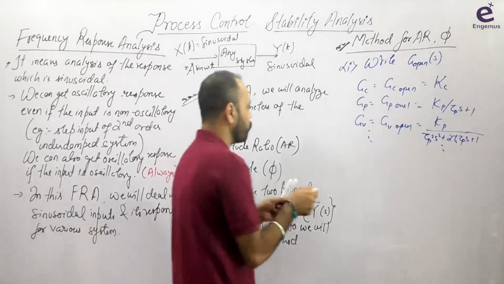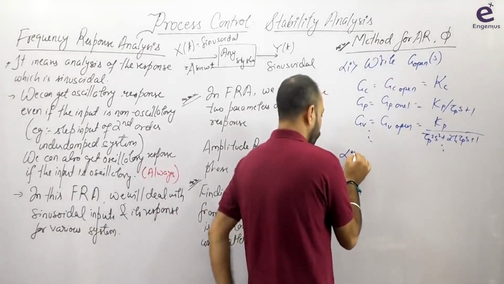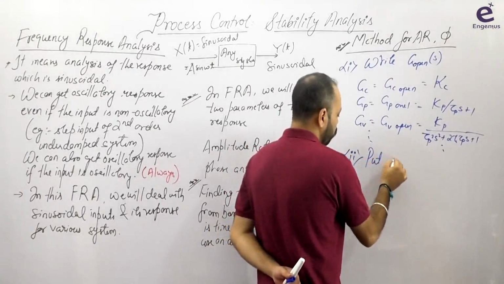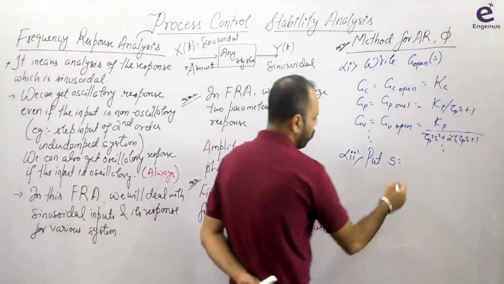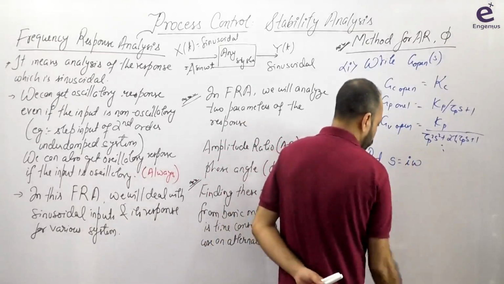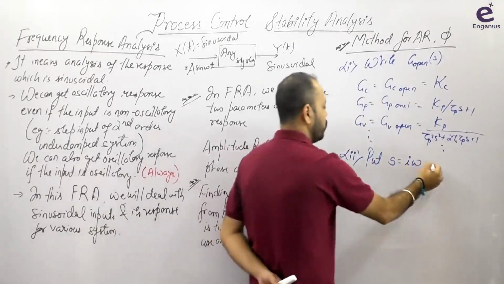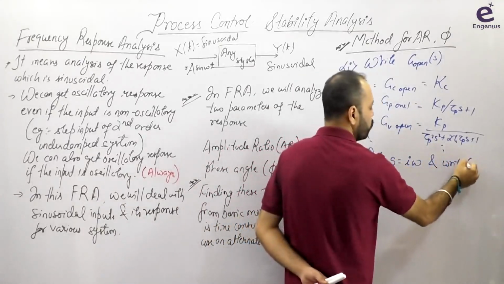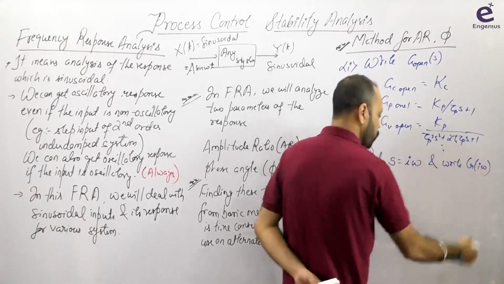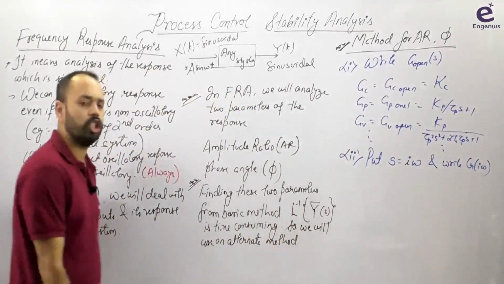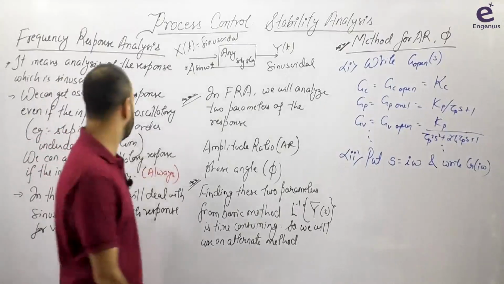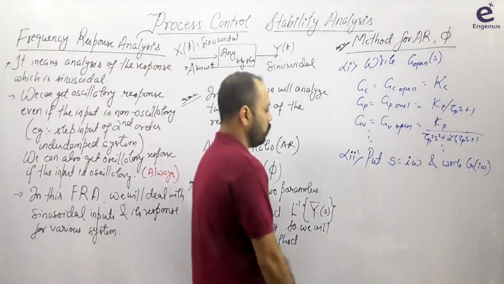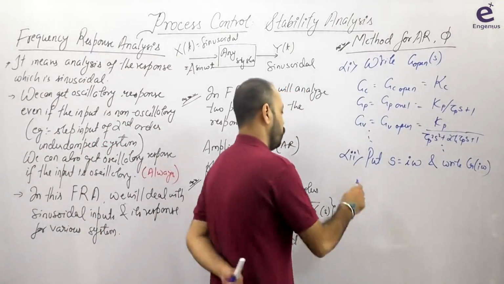Okay, second point. Second step: of course, these transfer functions will be functions of S. Put S is equal to iota omega in GS, and write G of iota omega. I mean, in whatever open transfer function you have written, put S is equal to iota omega. Once you put S is equal to iota omega, now what is the next step?